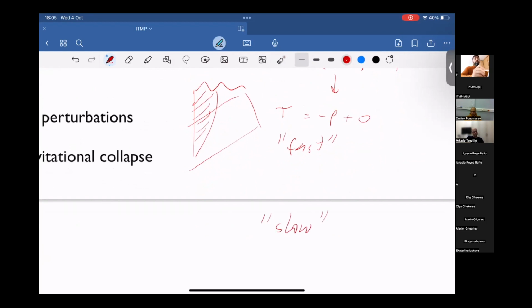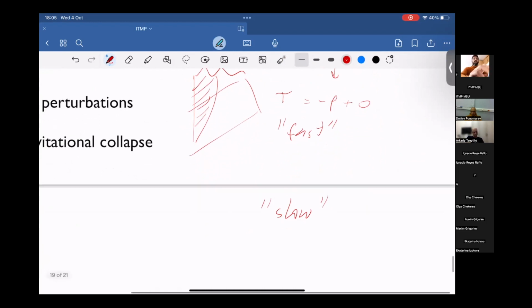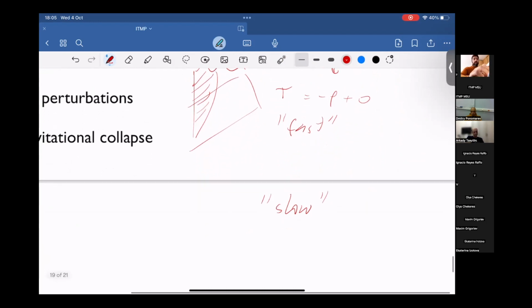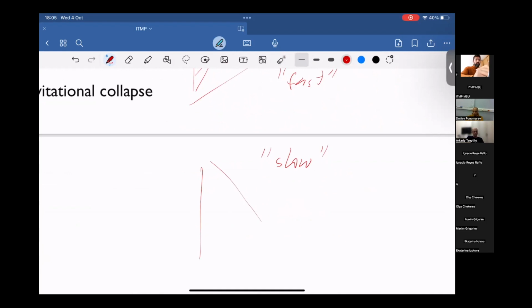However, if you consider a different form of gravitational collapse, say very slow gravitational collapse, adiabatic collapse, then the physics is completely different. I don't know how to draw this really, the Penrose diagram, but the Penrose diagram looks something like this. This relates to the Buchdahl theorem.